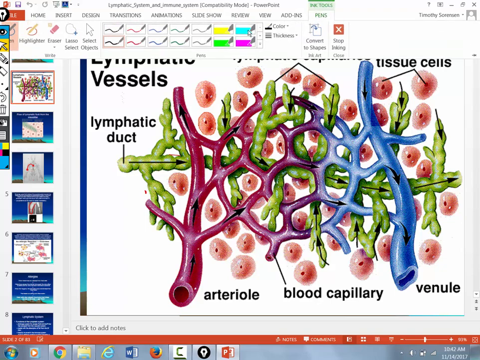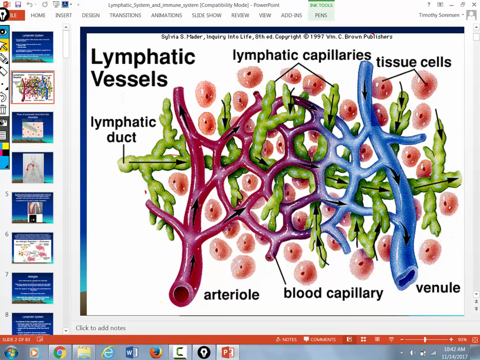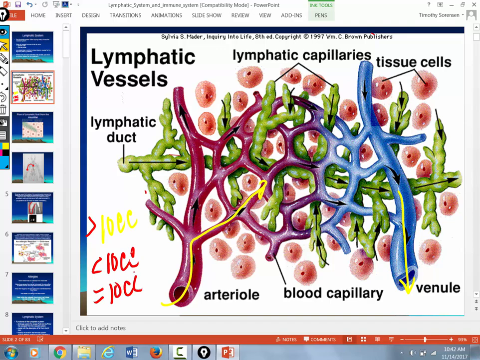All right, here's a quiz for you. First thing in the morning. Are you ready? Okay, watch. If 10 cc's of arterial blood comes in through the arterial end of the capillary, how many cc's of venous blood leaves through it? Is it greater than 10, less than 10, or equal to 10?